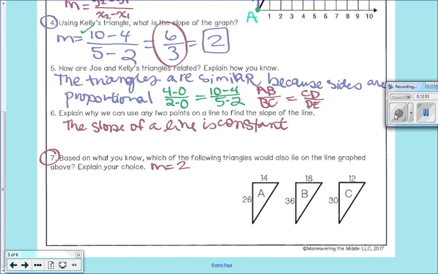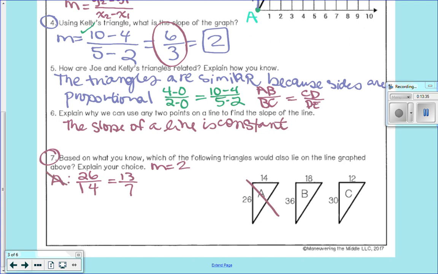All right, so each of these triangles, they've already provided your change in Y and your change in X, right? So for A, you could use what we used yesterday, our rise over run, right? So our change in Y, our rise, was 26. All right, and our change in our X value was 14, and that simplified to 13/7. Are we good with that? Does this match? No. So, not A.